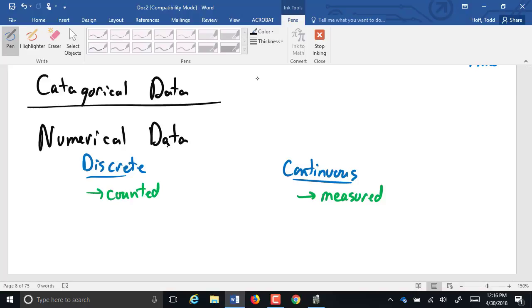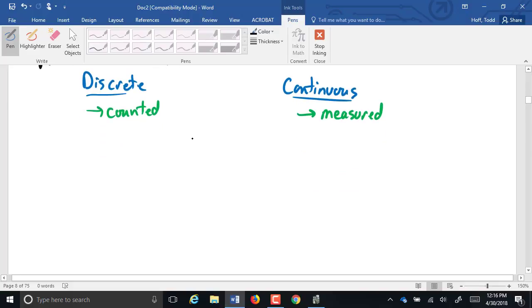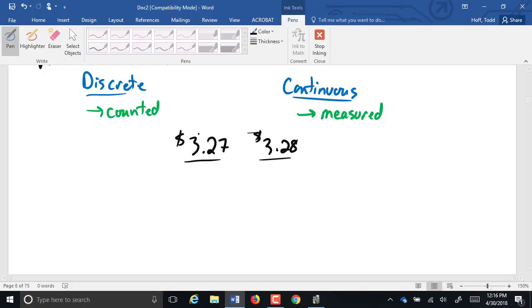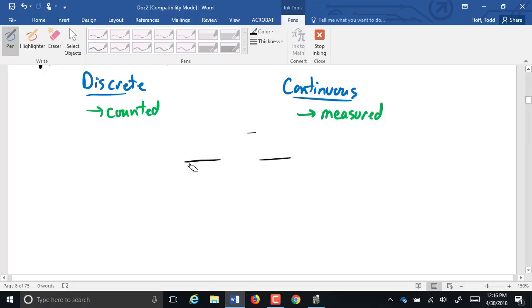The big argument comes up usually, what is money? Is money discrete or continuous? Well, if you have $3.27 and I have $3.28, is it possible for somebody to have a number in between there? Well, theoretically it is, but in reality it's not. So money actually does get put into discrete because there's a spot where you have two numbers that are different, but you can't get a value in between them. Discrete money technically is counting your pennies.